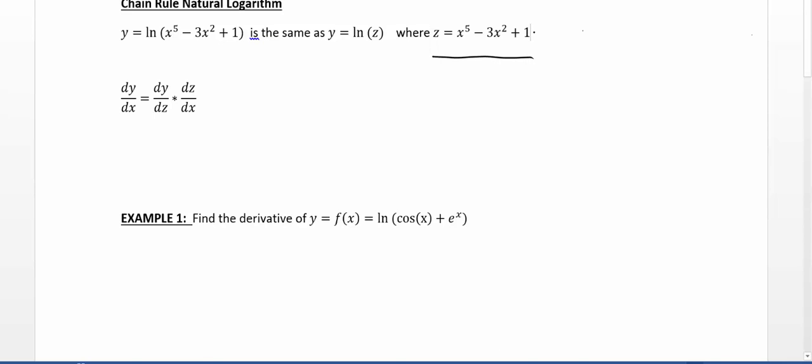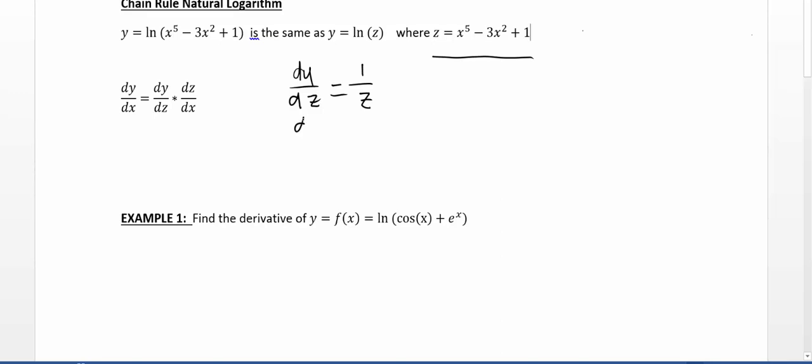If we want to find the derivative of y with respect to x, we can find dy/dz and dz/dx and multiply them together. So let's look at these pieces. dy/dz means we're going to the function where y is our dependent variable and z is our independent variable. So that's y equals the natural log of z. When we take the derivative of that function, we get 1 over z.